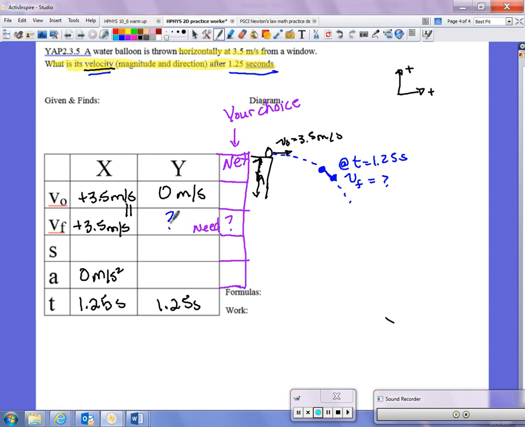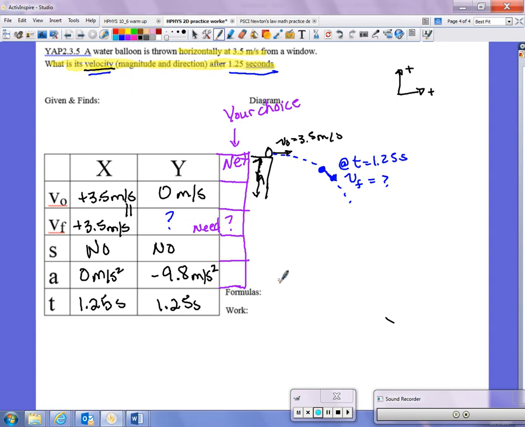So I'm asked to find this piece in order to find my net velocity. I know that I have an acceleration, a time, and an initial y velocity. So I don't need displacement. I can use the no displacement formula in y. I don't care anything about this. I have what I need here. So I can use the no displacement formula in y to find that value, and then put them back together to find my vector. So let's do that.